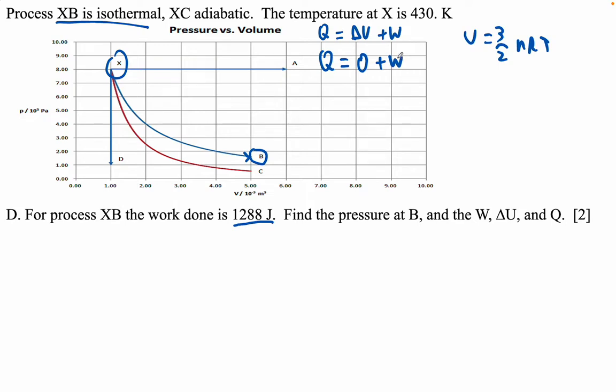Which sort of seems to violate the second law of thermodynamics or something like that, because it's isoentropic. Entropy does not increase. But let's not worry about that. Let's solve this problem, okay?